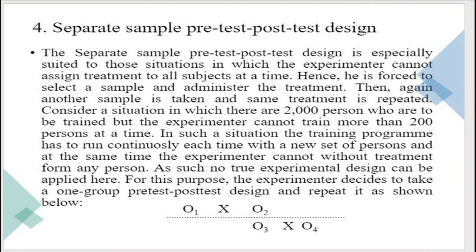In such a situation, the training program has to run continuously, each time with a new set of persons, and at the same time the experimenter cannot withhold treatment from any person. Consequently, he cannot assign persons to a training condition and a non-training condition. As such, true experimental design cannot be applied here. To deal with such a situation, a separate sample pretest-posttest design may be adopted. For this, the experimenter decides to take the one group pretest-posttest design and repeat it as shown below.